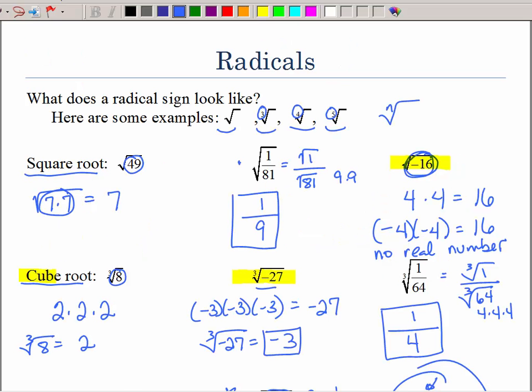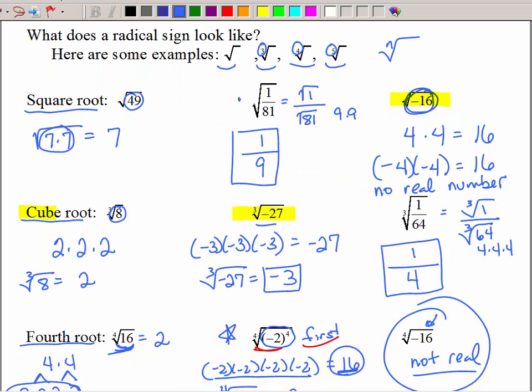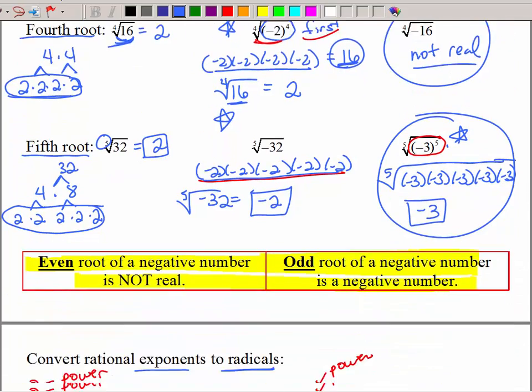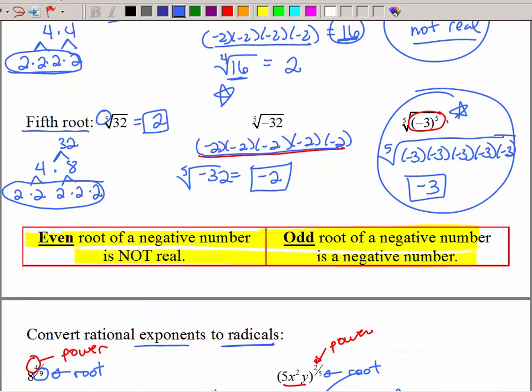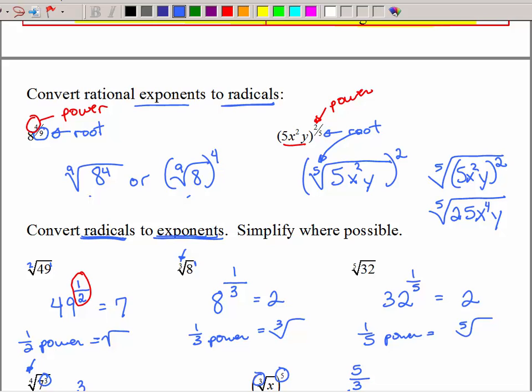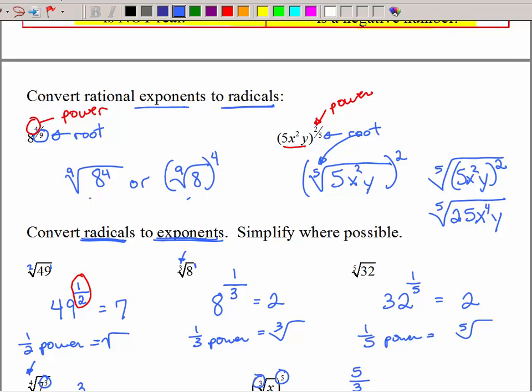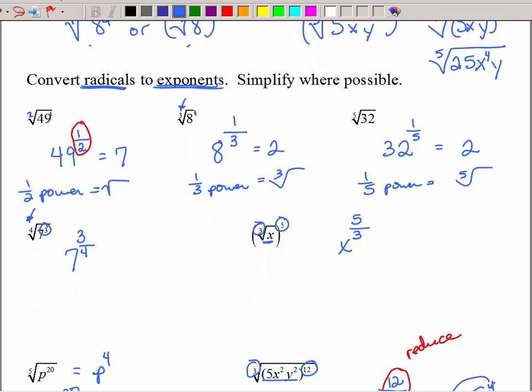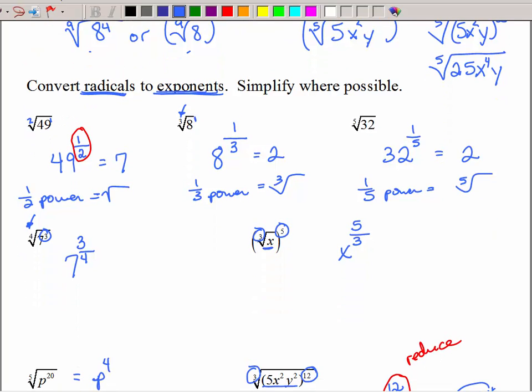We're just simplifying square roots, cube roots, 4th roots, 5th roots by trying to find 3 of a kind, 4 of a kind, 5 of a kind, and doing some prime factoring. Remember, the even root of a negative number is not real. Odd root of a negative number is a negative number. To go from exponents to radicals, you take the fraction and rewrite it. And from radicals to exponents, vice versa. Again, very easy lesson. You're going to do great.